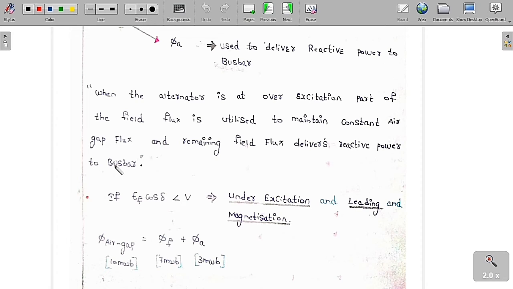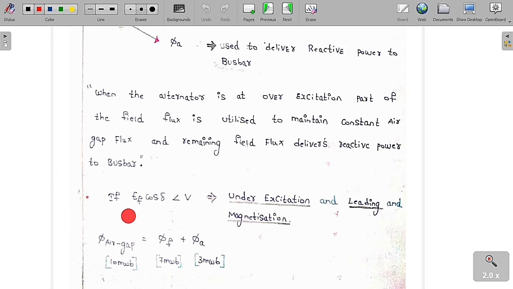Therefore, whenever the alternator is operated at over excitation, meaning the field current is a very huge value, we can say that part of the field flux is utilized to maintain the constant air gap flux, and the remaining field flux delivers the reactive power to the bus bar.